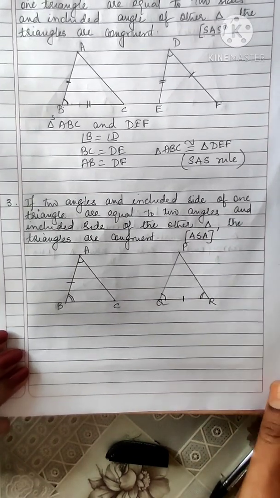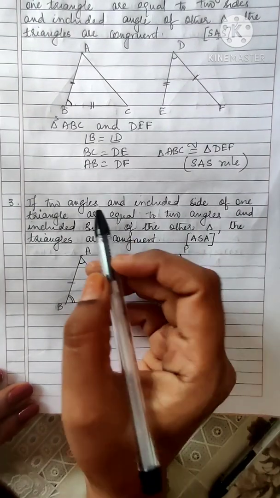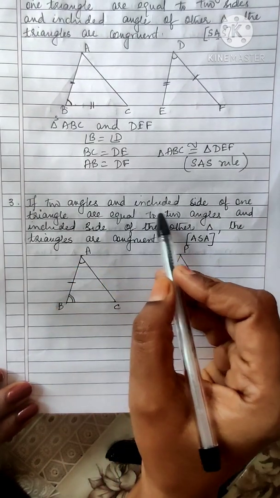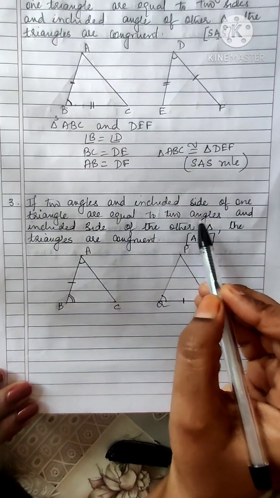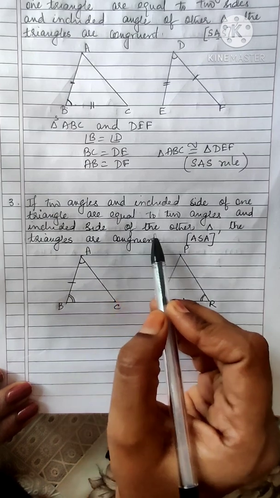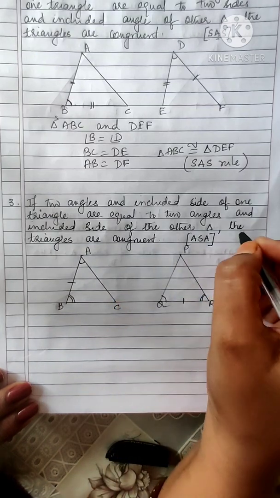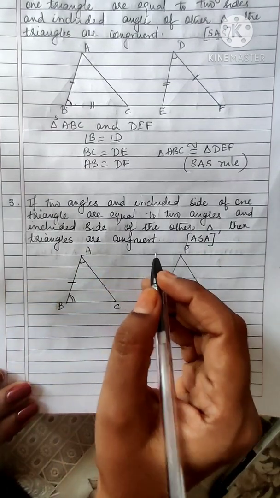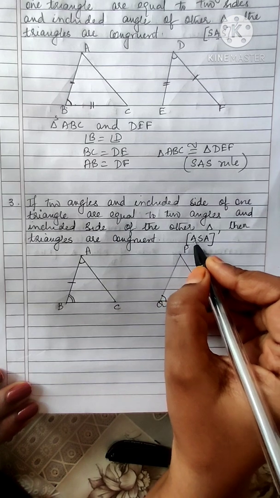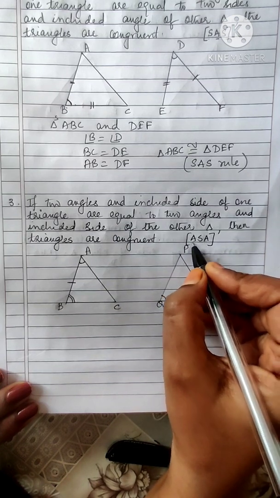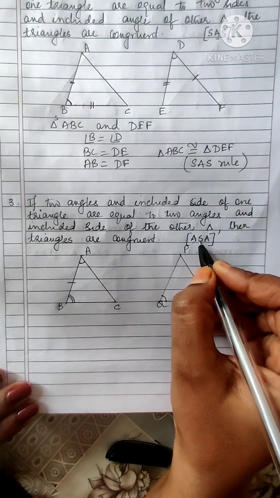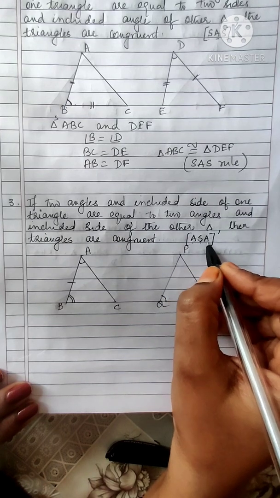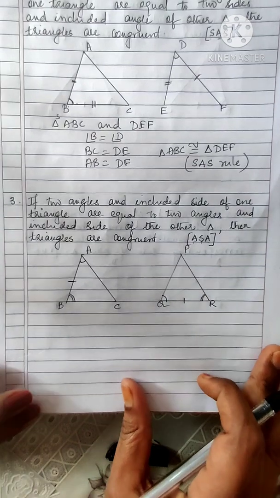Now the third condition: if two angles and the included side of one triangle are equal to two angles and the included side of the other triangle, then the triangles are congruent. We call this ASA, that is angle side angle. Now if you see, this equal side lies between the two equal angles.